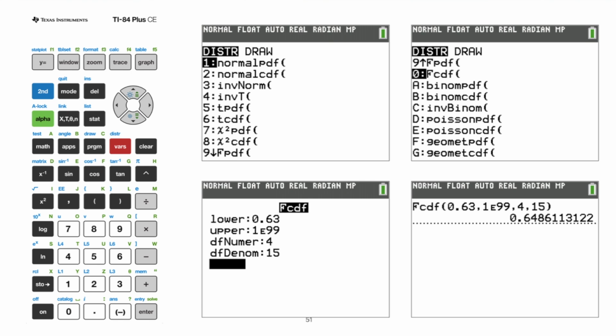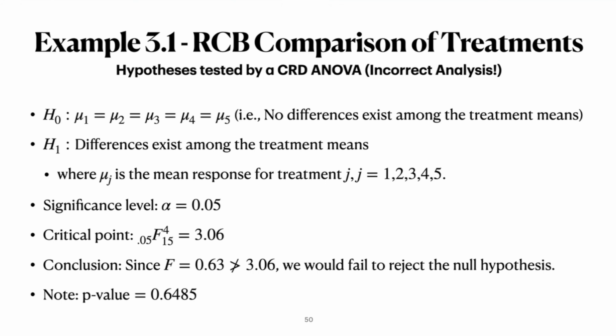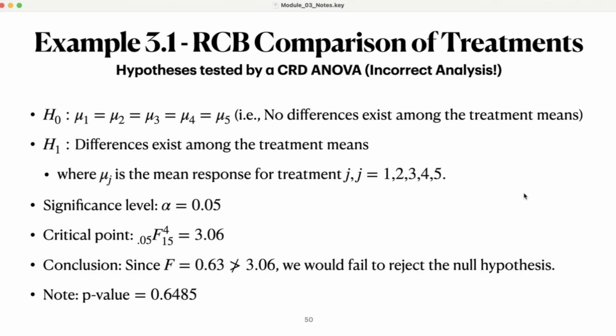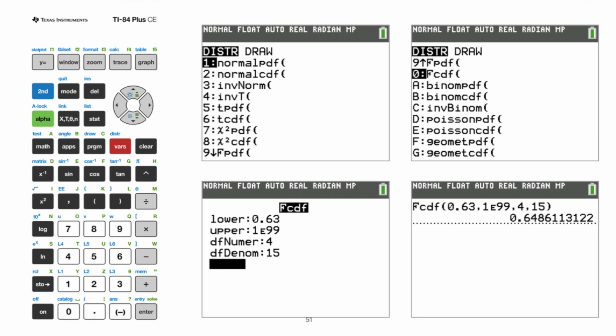And again, we can find this p-value using the TI-84 calculator. According to the 84 calculator, the p-value is 0.6486. Now, the slight discrepancy is because I've plugged in a value of 0.63 for the F statistic. The actual value of the F statistic, if we were to show more decimal places, is 0.63 something. So it's a little bit bigger than that, if I remember correctly. But we see that the p-value is 0.649 if we round that to 3 decimal places.